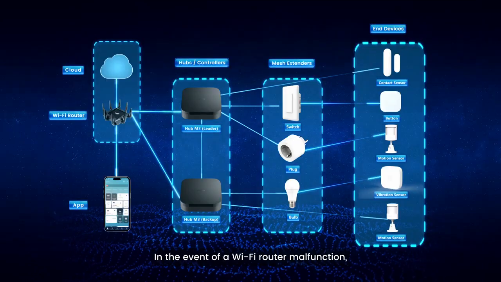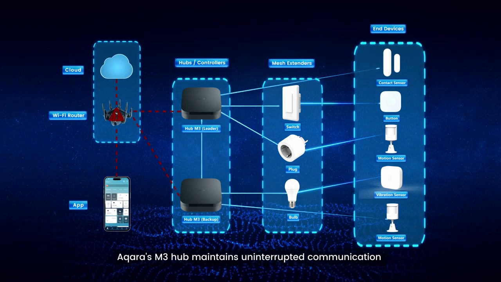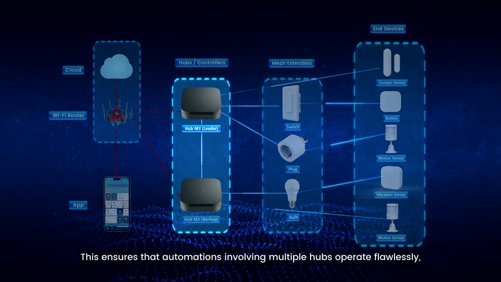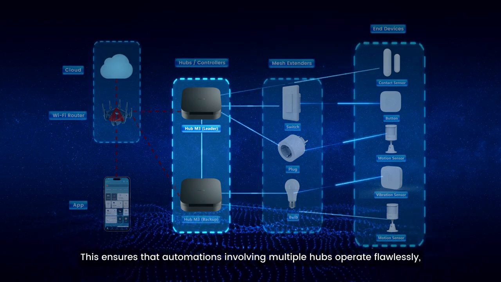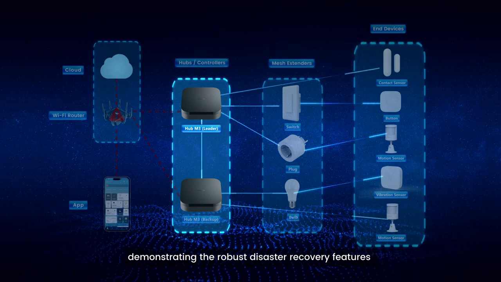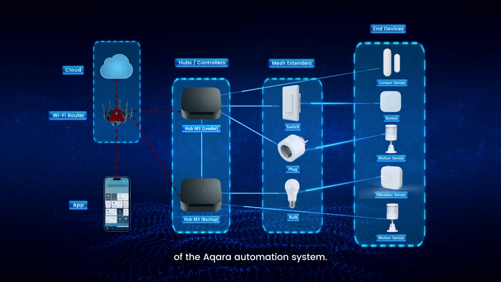In the event of a Wi-Fi router malfunction, Aqara's M3 Hub maintains uninterrupted communication through the Thread protocol. This ensures that automations involving multiple hubs operate flawlessly, demonstrating the robust disaster recovery features of the Aqara automation system.